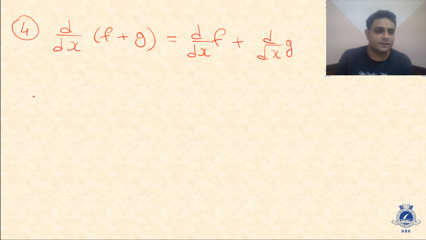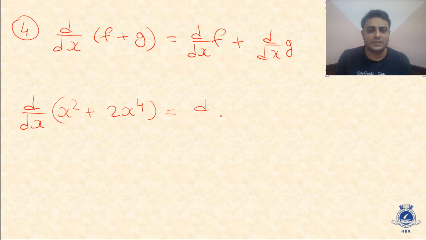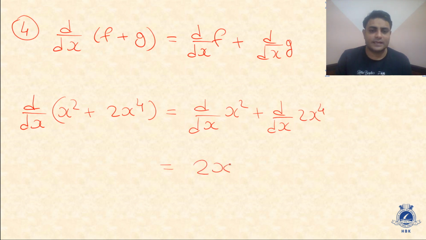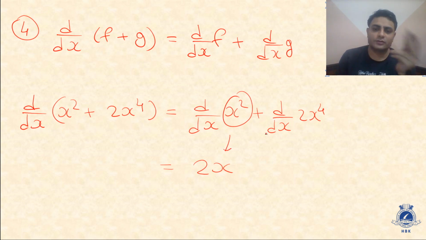For example, if you have d by dx of x square plus 2x raised to 4, in that case we just have to open the bracket: d by dx of x square plus d by dx of 2x raised to 4. The differentiation of x square will give 2x. If you are not able to understand, again I will suggest you go to formula number 1 and try it again.